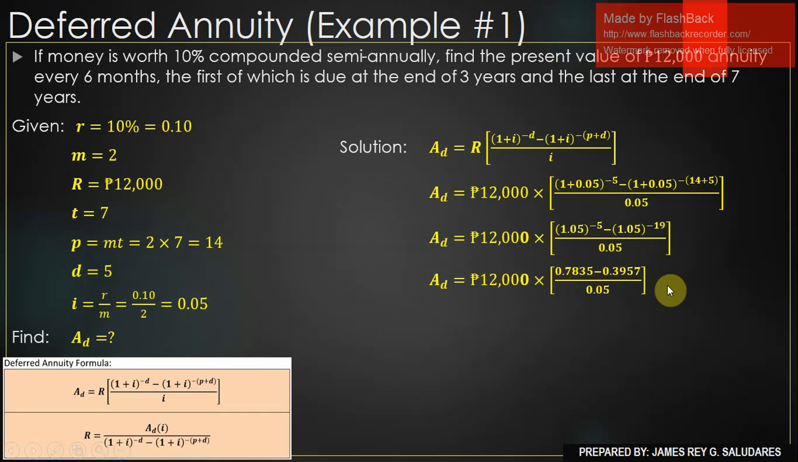Simplify the numerator, and you will arrive at 0.3878. You divide it by 0.05, so you will arrive at 7.756.